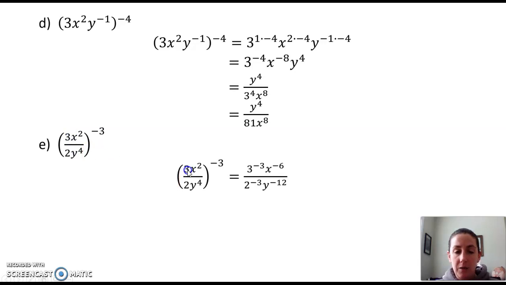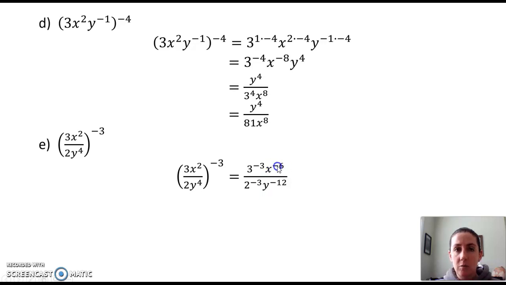So then that would give me 3 to the 1 times negative 3, x to the negative 2 times negative 3, 2 to the 1 times negative 3, y to the 4 times negative 3. And then remember, we can't do things with negative exponents. We will have to get rid of them by moving them to the other side of the fraction bar. So here this 3 to the negative 3 is in the numerator. I'll move it down to the denominator.